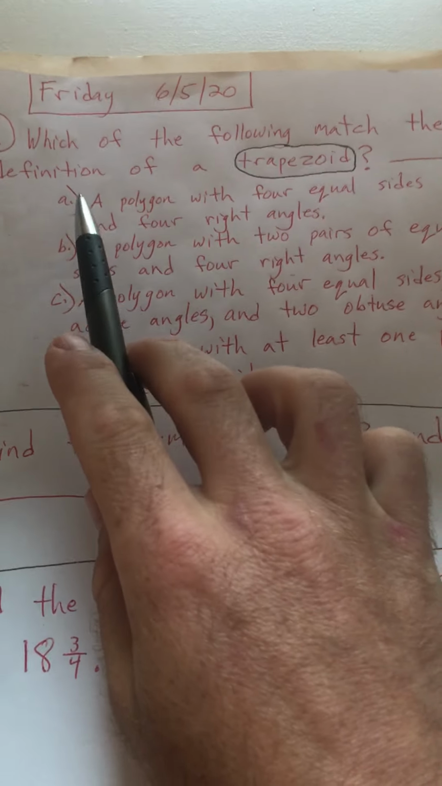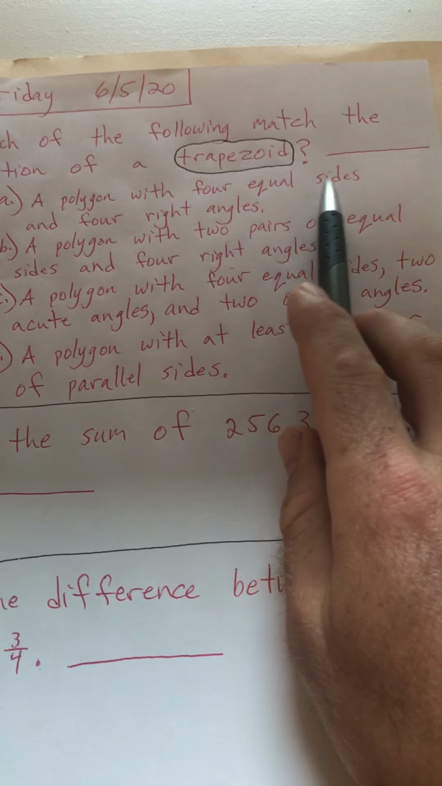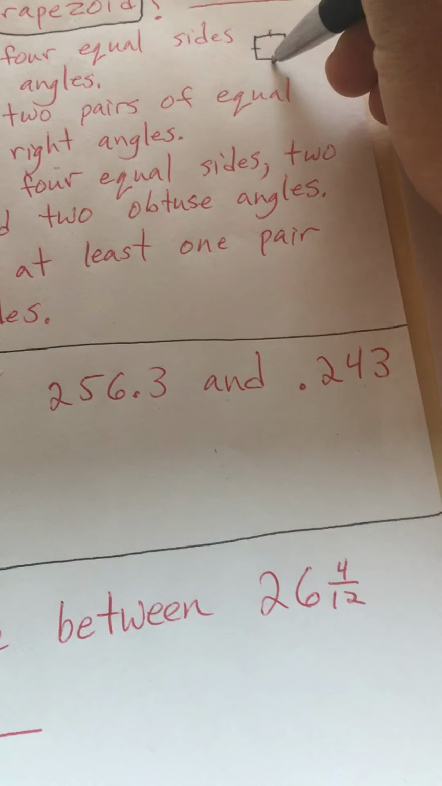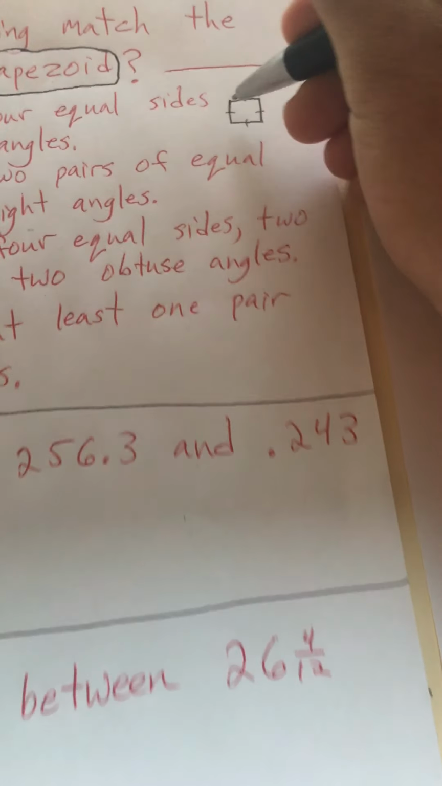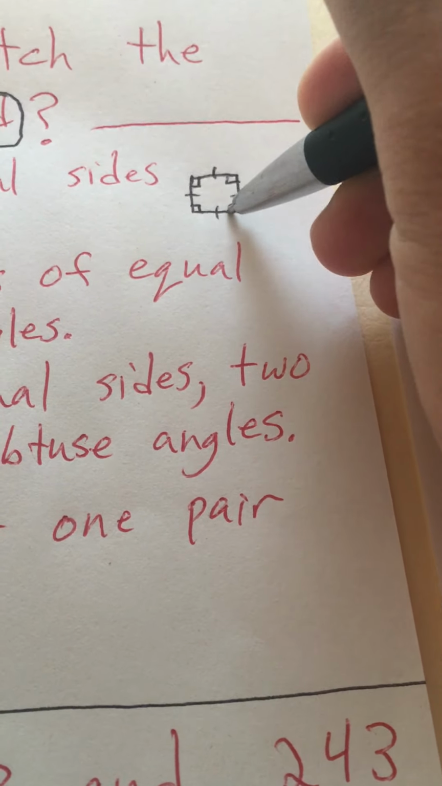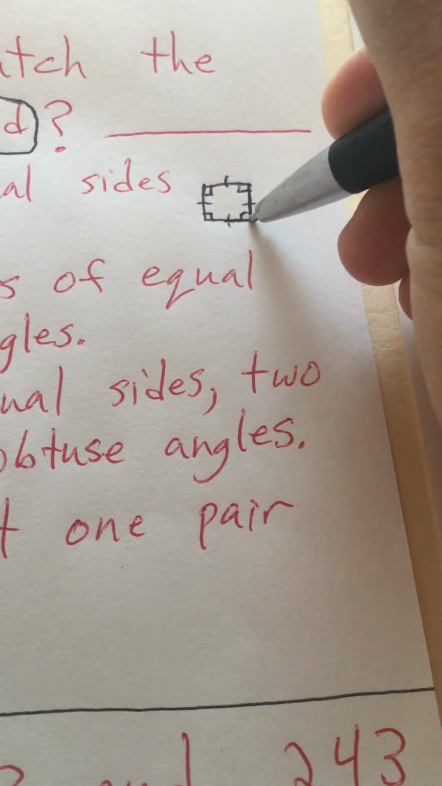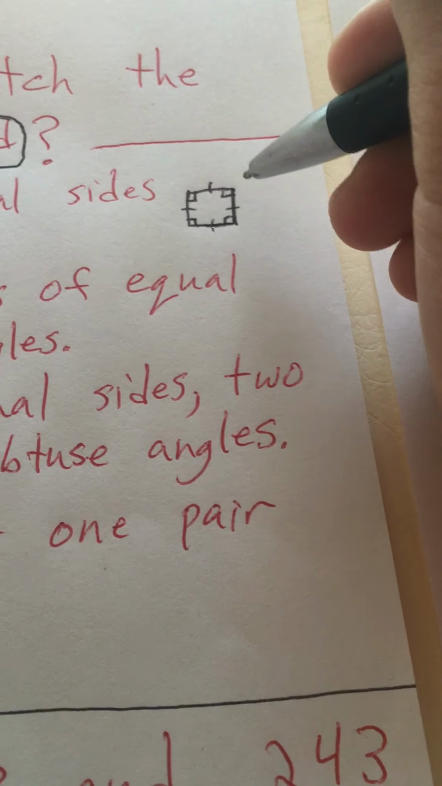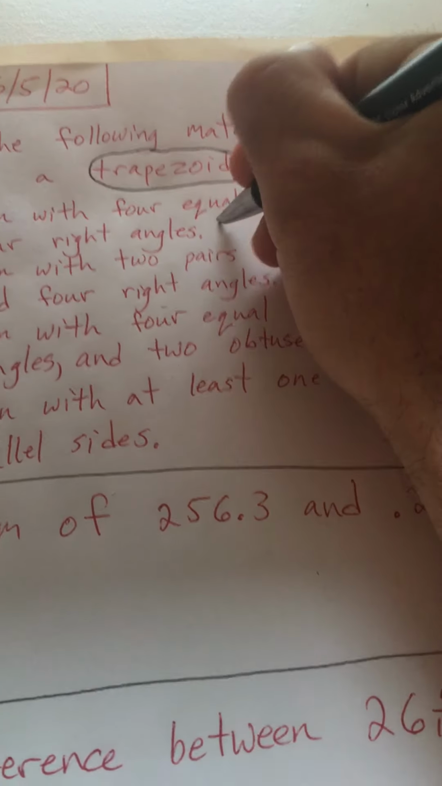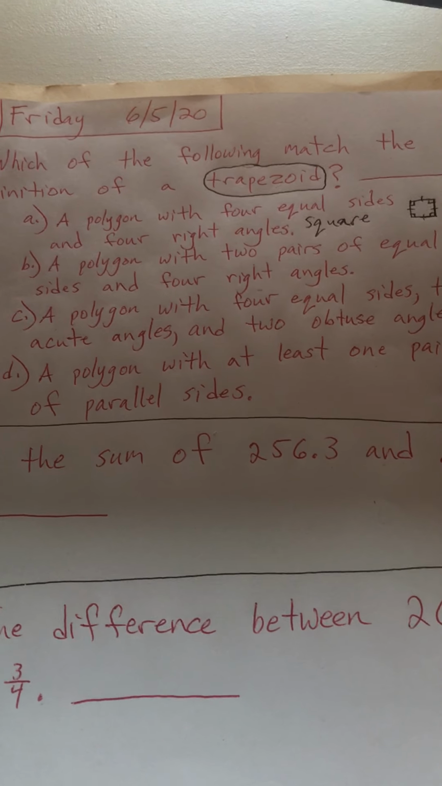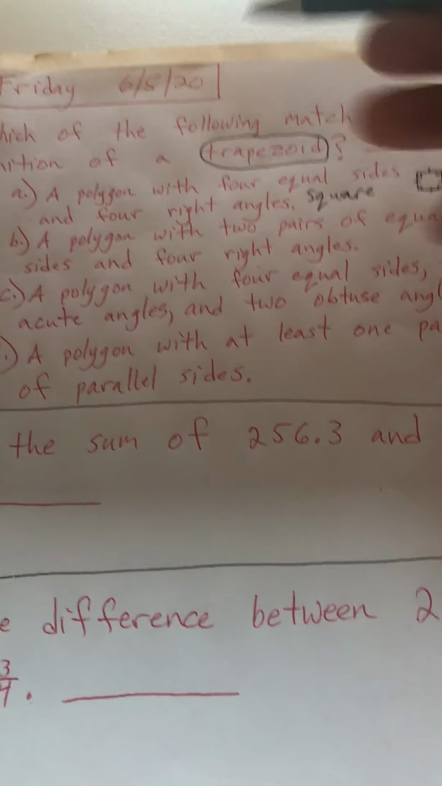Okay, so trapezoid. A says a polygon with 4 equal sides and 4 right angles. So if all 4 sides were equal, they're all the same length, and there's 4 right angles, meaning that the angles all meet in 90 degrees, right? They make a perfect L shape, like 90 degrees like this. Perfect right angle in each corner. That's called a square. Okay, so that's not a trapezoid. 4 equal sides and 4 right angles is a square. Okay, so that one's not correct.